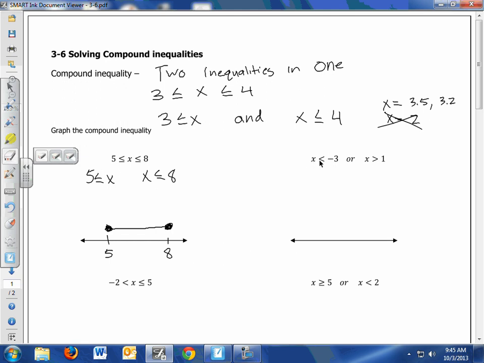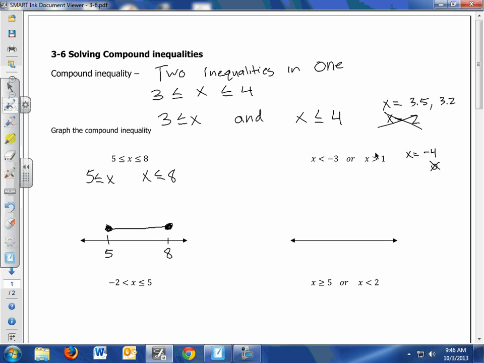Here, I'm told my x's could be less than -3, or my x's could be greater than 1. So let's think about some solutions. Give me a solution, Mr. Day. Is 0 less than -3 or? Good, -4 is a possible solution. Is 0 a solution? No, because 0 is not less than -3 or bigger than 1.